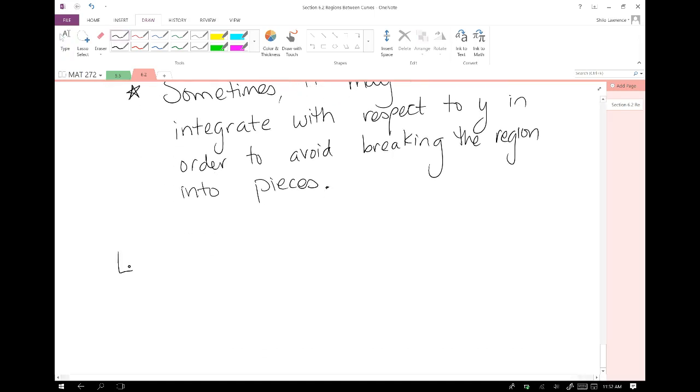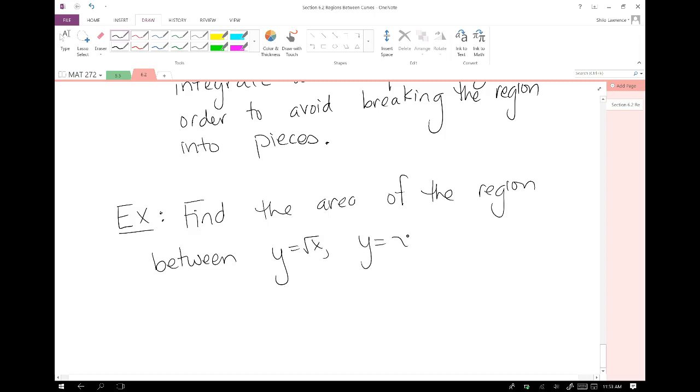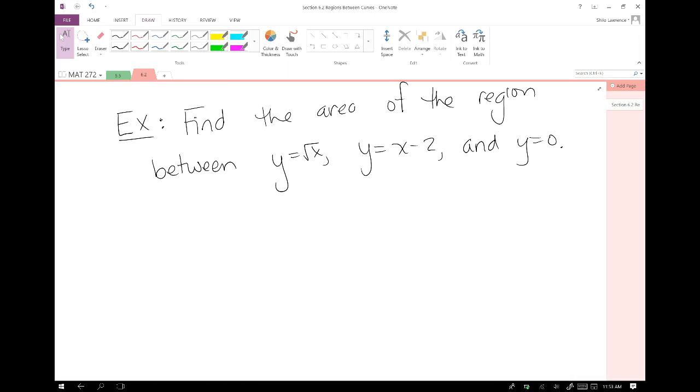So we're going to look at this exact same problem one more time, because this problem, if we were to look at it horizontally instead, we would not have to break it apart. So again, we're trying to find the area of the region between y equals square root x, y equals x minus 2, and y equals 0. Exact same three functions. We're not changing anything about this problem. We're just going to kind of change our perspective on how we look at it. And it's going to help out a lot.